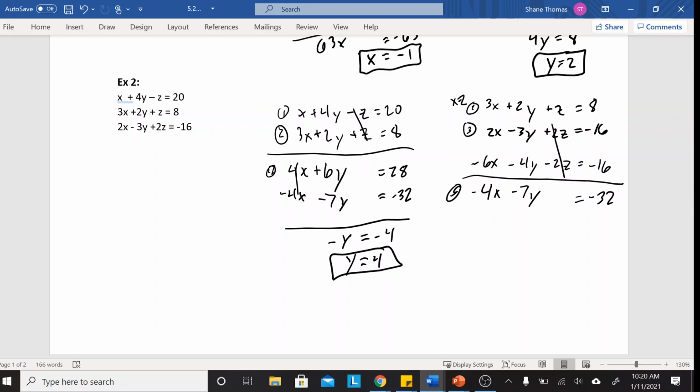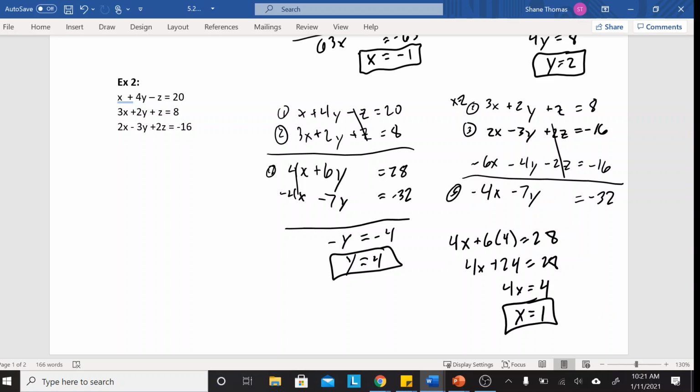So let's plug that back into one of the equations, 4 or 5. Let's put in 4 because there's no negative signs. So I have 4x plus 6 times 4 equals 28. So 4x plus 24 equals 28. Subtract the 24 over, so 4x equals 4. X equals 1. Boom. 2 down, 1 to go.